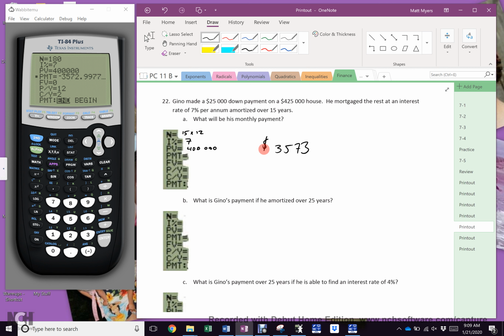Right? What changes if we go to 25? Which of these numbers is going to change in our calculation? The n. It's not going to be 15 times 12. What is it now? 25 times 12.